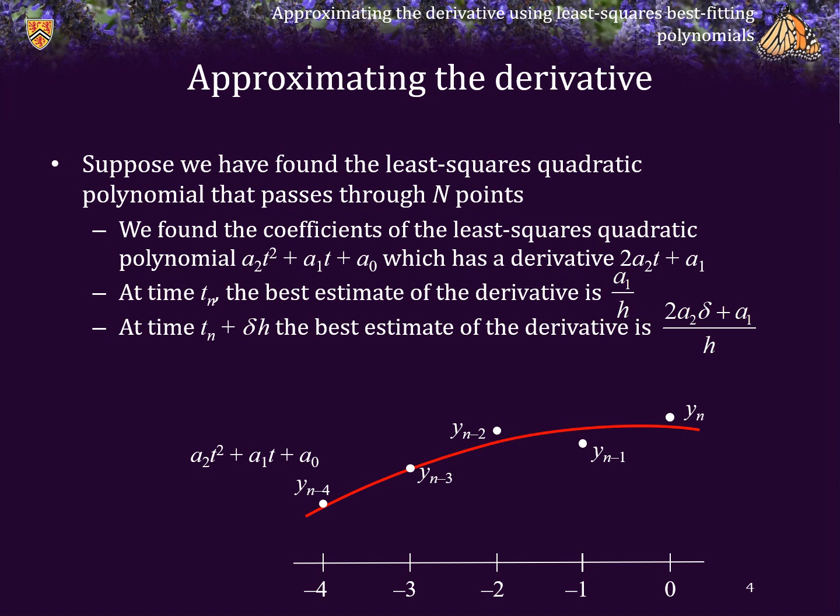Also, we can estimate the derivative in the vicinity of t sub n, and we can do so by estimating the derivative at t sub n plus delta times the step size, and the best estimate of that derivative is simply the derivative above evaluated at t equals delta, all divided by h to deal with scaling.